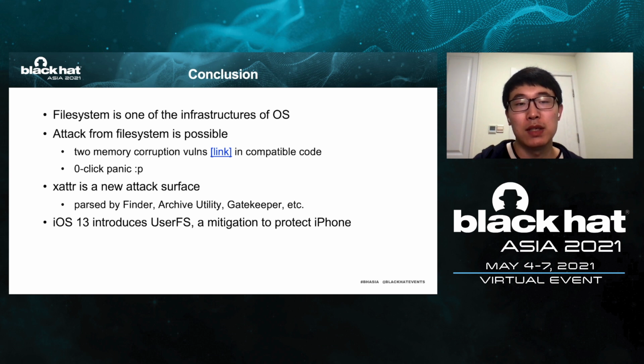What's more, the meaning of xattr is interpreted by different programs. For example, Finder uses tags. Archive tools need to process xattr, and Gatekeeper also relies on xattr to decide something. This all involves the parsing of xattr, which is a new attack surface. It is possible to attack these softwares through xattr. Finally, on iOS, UserFS is a good exploit mitigation.